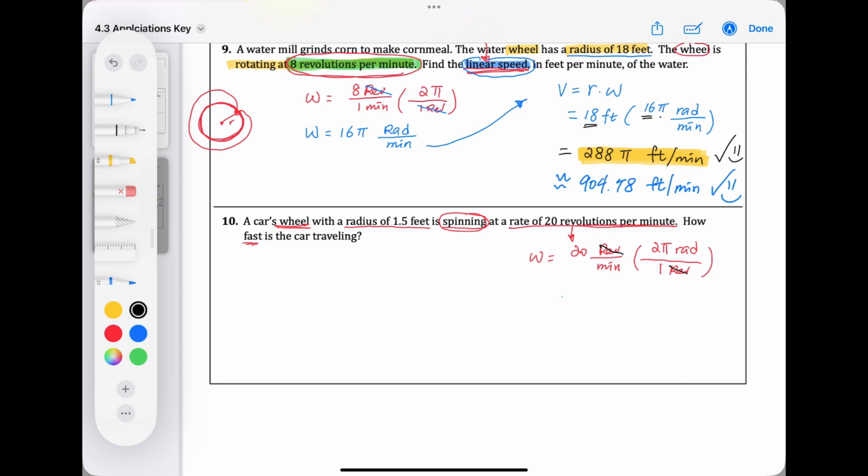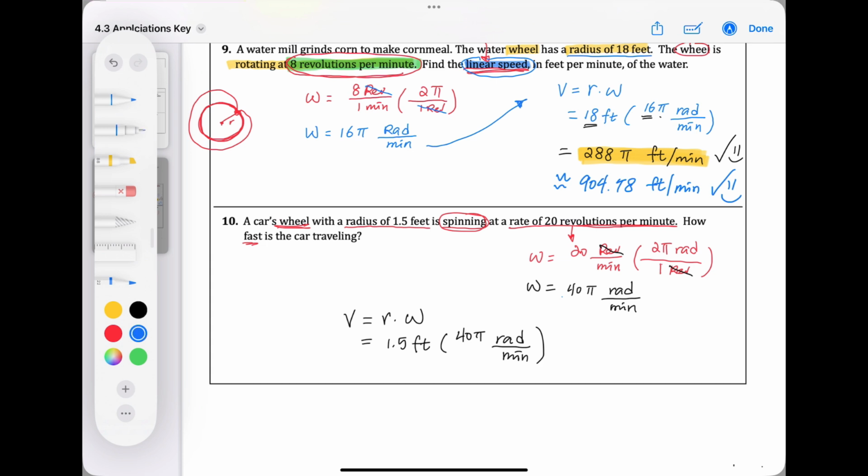Now, if you do the housekeeping, revolution top and bottom cancel out. So my traveling will be what? 40. Nothing wrong with 40 pi. What's my unit? Radians per minute. Okay? So now if I want to tell you what will be my speed, the speed is equal to my radius times my wheel revolution. So this will be 1.5 feet times my wheel revolution. That will be 40 pi radians per minute.